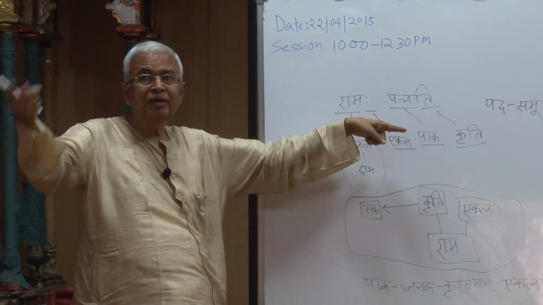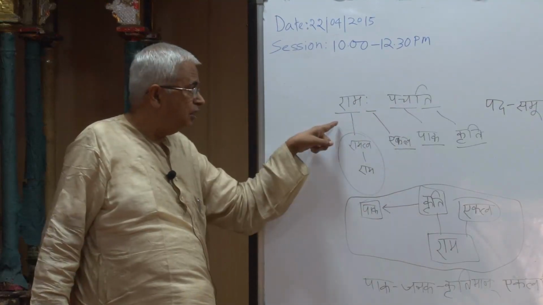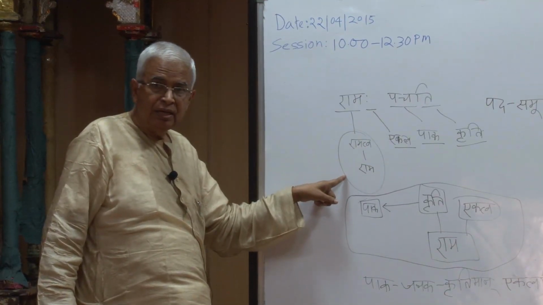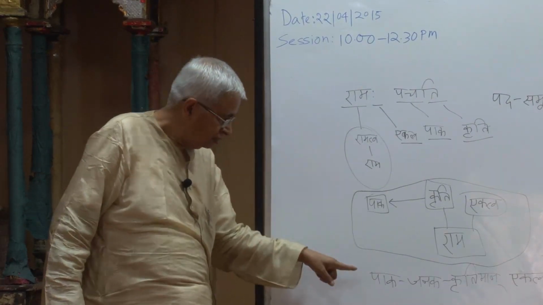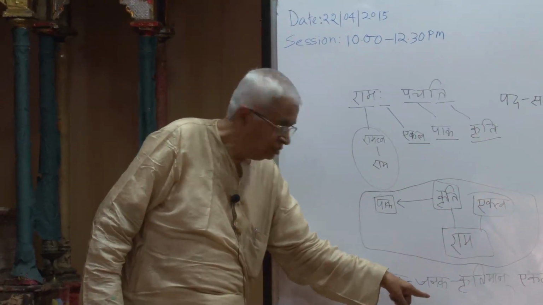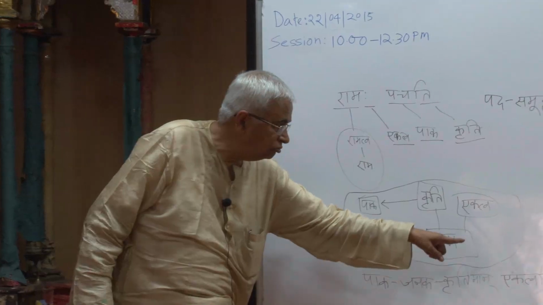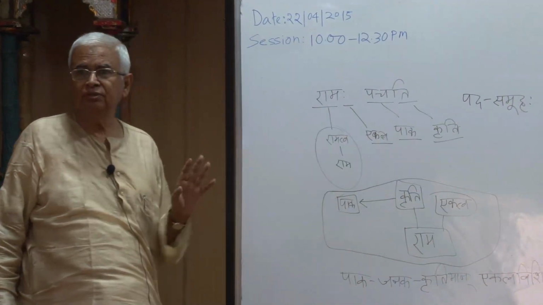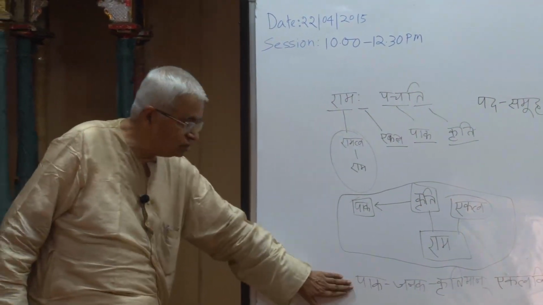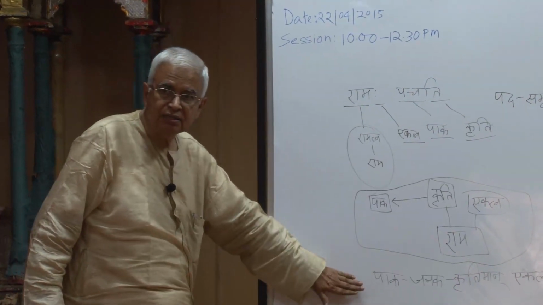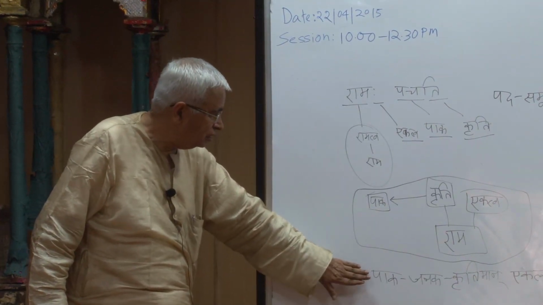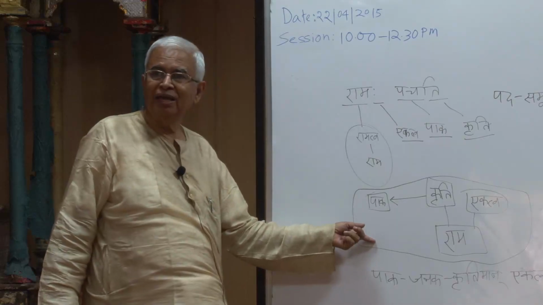Then it was received by him and he started decoding. And after decoding, what did he get? Paka Janaka Kritiman Ekatva Vishishta Rama. This is what he understood. This is Vakyarthajnana. This is Vakya. Vakyarthajnana you can represent in this way.